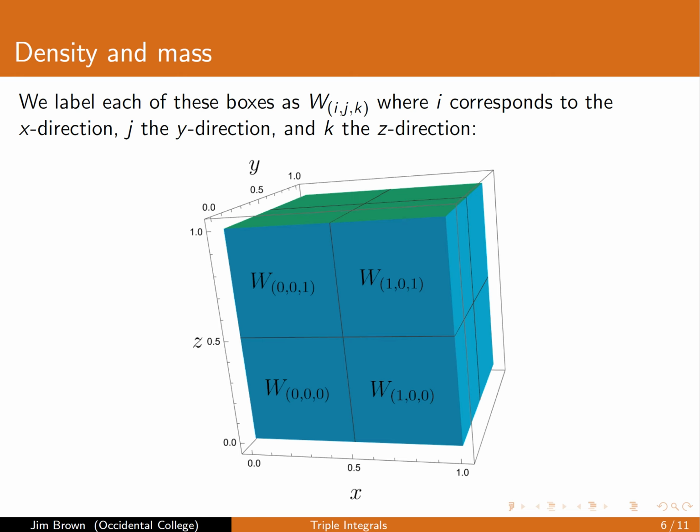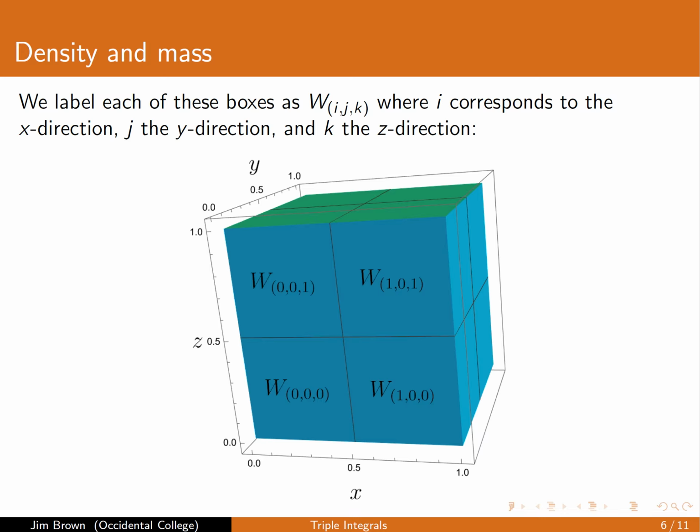So for the first one, we're saying W0, 0, 0. So this is moved 0 in the x direction, 0 in the y direction, and 0 in the z direction for this box. To get this box, we have to move 1 in the x direction, 0 in the z, and 0 in the y. So we have a 1 for the x, 0, 0 for y and z. And similarly for this one, we've moved 0 in the x, 0 in the y, and 1 in the z.